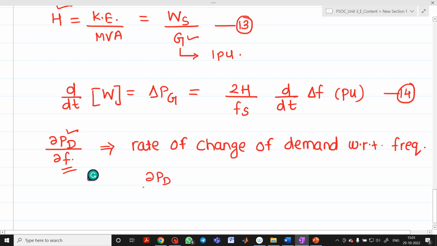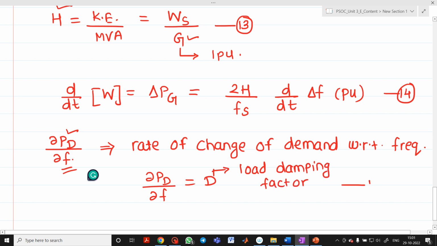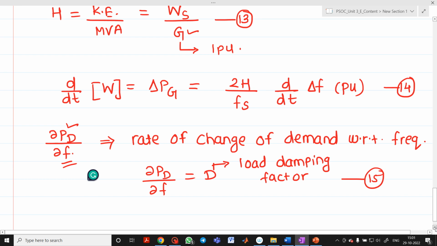This is ΔPD upon ΔF is equal to capital D. This capital D is nothing but your load damping factor. I'll treat this as equation number 15.